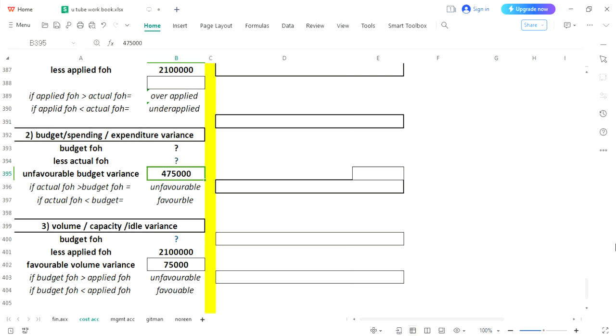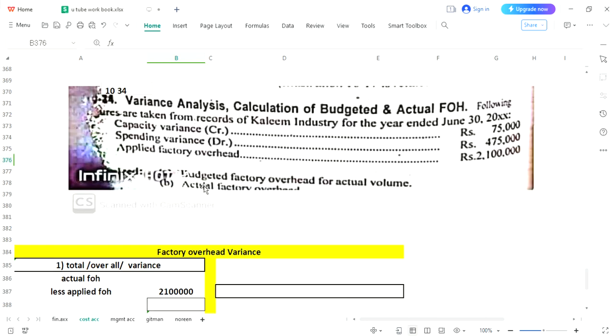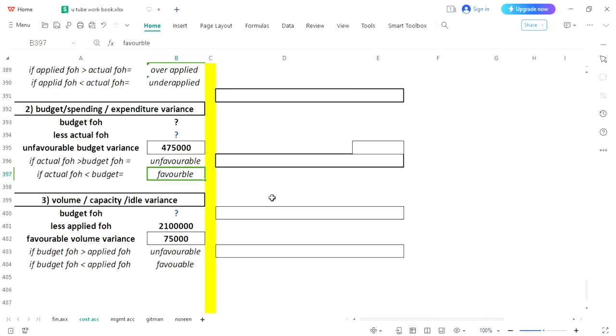So these are missing figures and we need to calculate them. Look at the requirement: you need to calculate budget and actual FH, and here budget and actual FH are missing. Again, budget FH is missing, so we now need to calculate these missing figures. Please understand that when out of three elements two are missing, we will not be able to calculate. But here, out of three elements, two are present and one is missing. This is in our favor and we can calculate it.